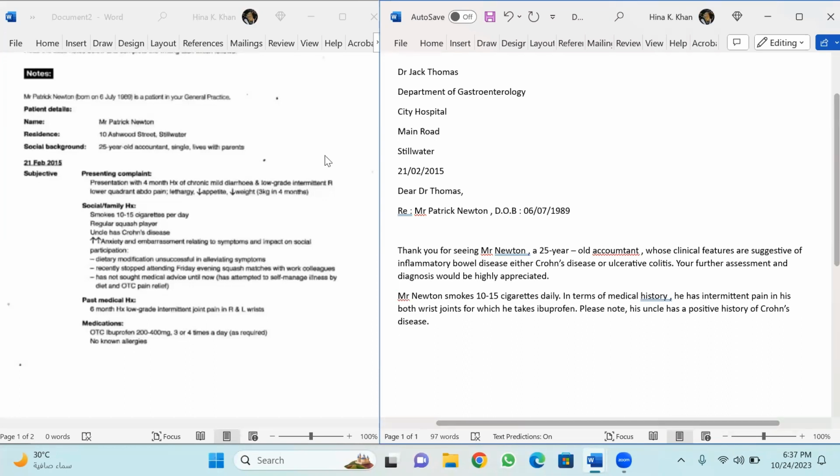Because what is written in this is social family history. Okay, a 6 month history of low intermediate joint pain in both wrists. This is past medical history. Okay, it was 6 months back, and now it has gone. Previously he had. You can write, okay fine, he had intermittent pain in both wrists 6 months previously, for which he was taking ibuprofen.